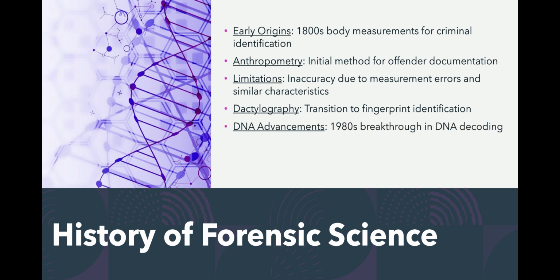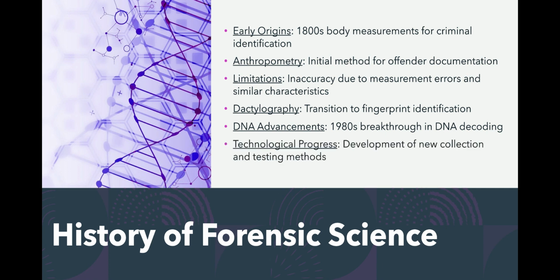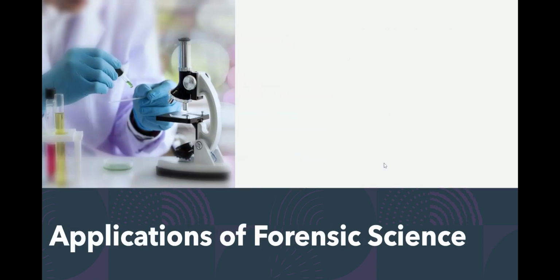The next major advancement in forensic science occurred in the 1980s with the ability to decode DNA. And this became a really reliable method for connecting suspects to crime scenes and identifying human remains. And as technology progresses, new collection and testing methods have been developed, and this allows investigators to obtain useful DNA samples from even small or degraded specimens. So that's a little bit of the history of forensic science.